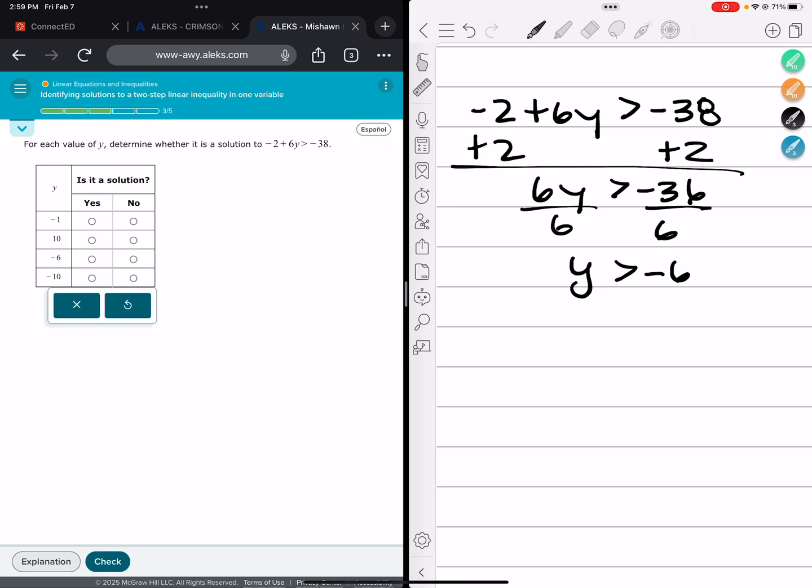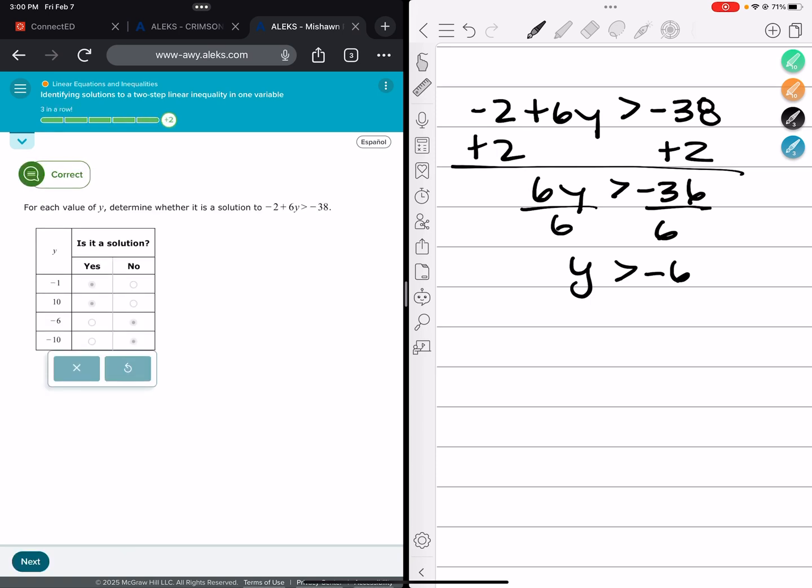Meaning I want all values that are bigger than negative 6, which negative 1 is, 10 is, negative 6 is not, and negative 10 is not, which we can go ahead and check. That's how you can identify solutions of two steps from a table.